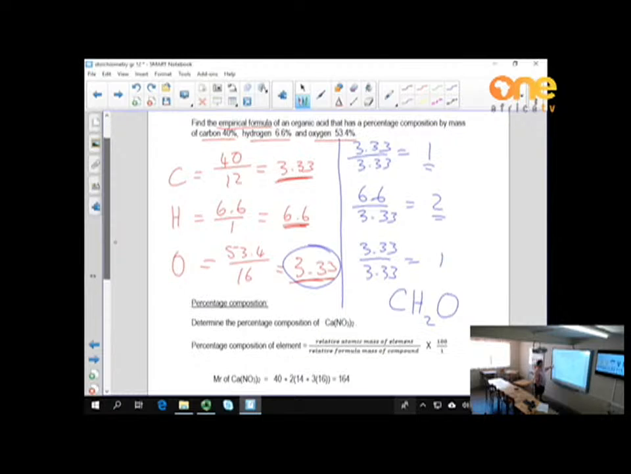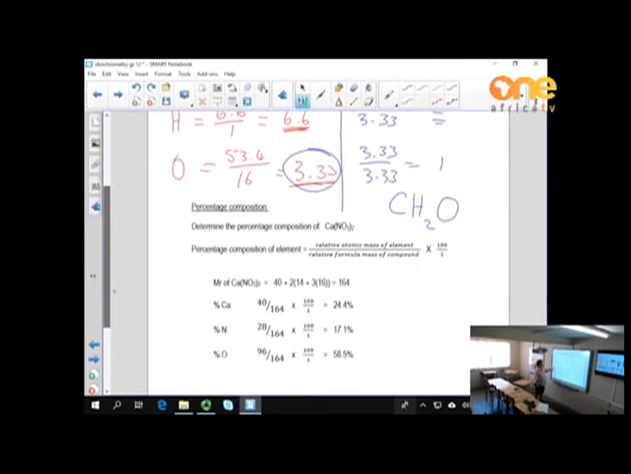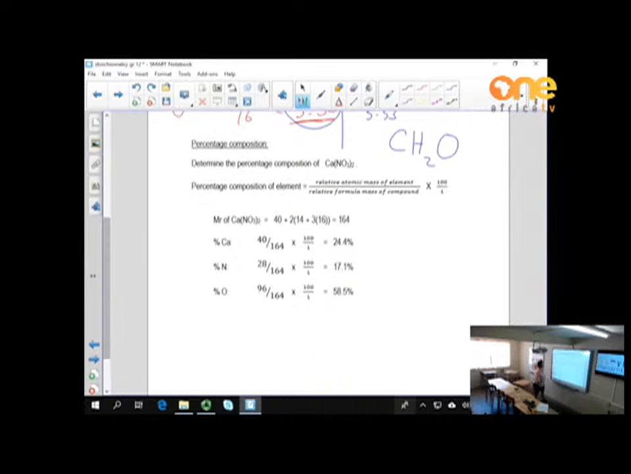Okay, now sometimes they ask us to work out something known as the percentage composition. Now, percentage composition, if I say to you, your class consists of 40 learners, of which 27 are boys, and 13 of them are girls.